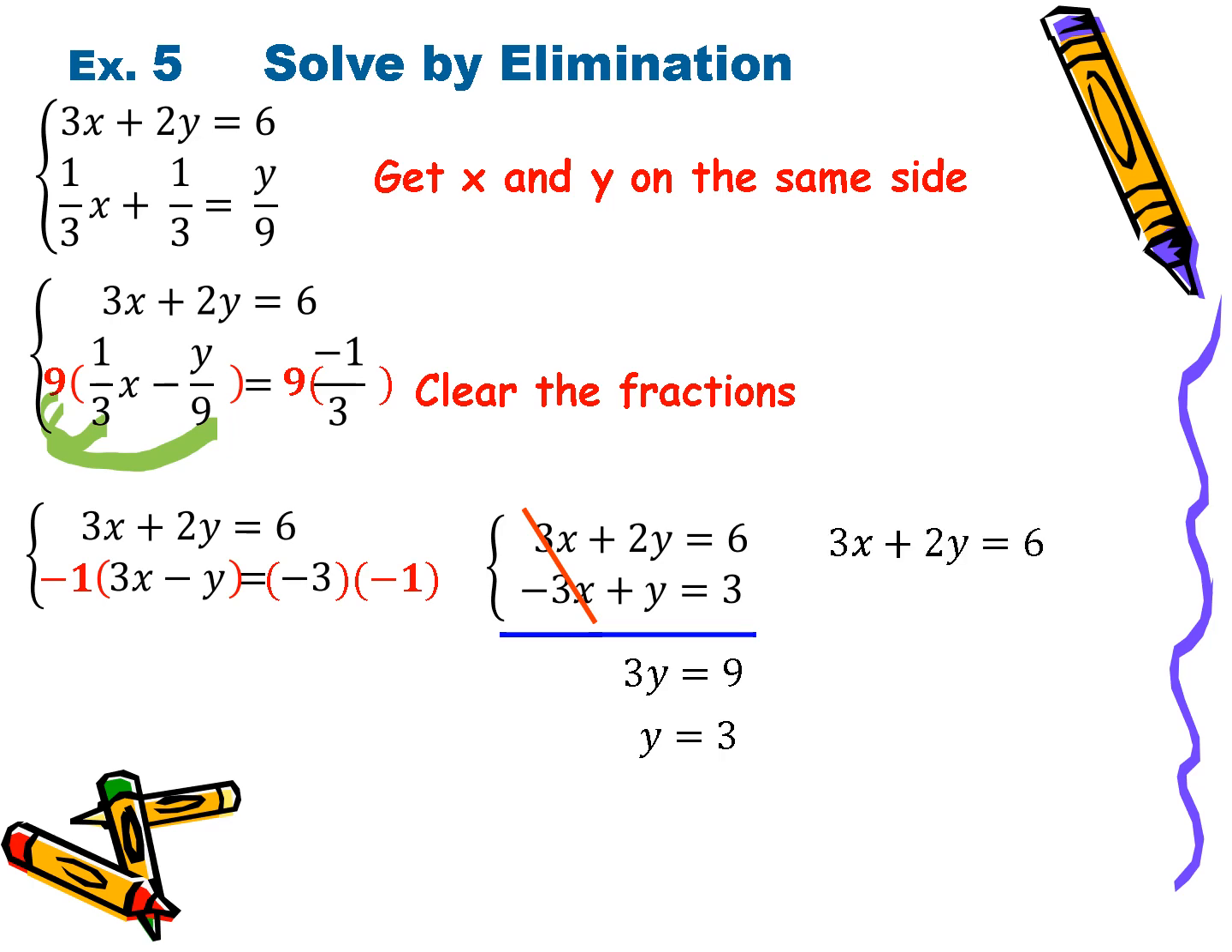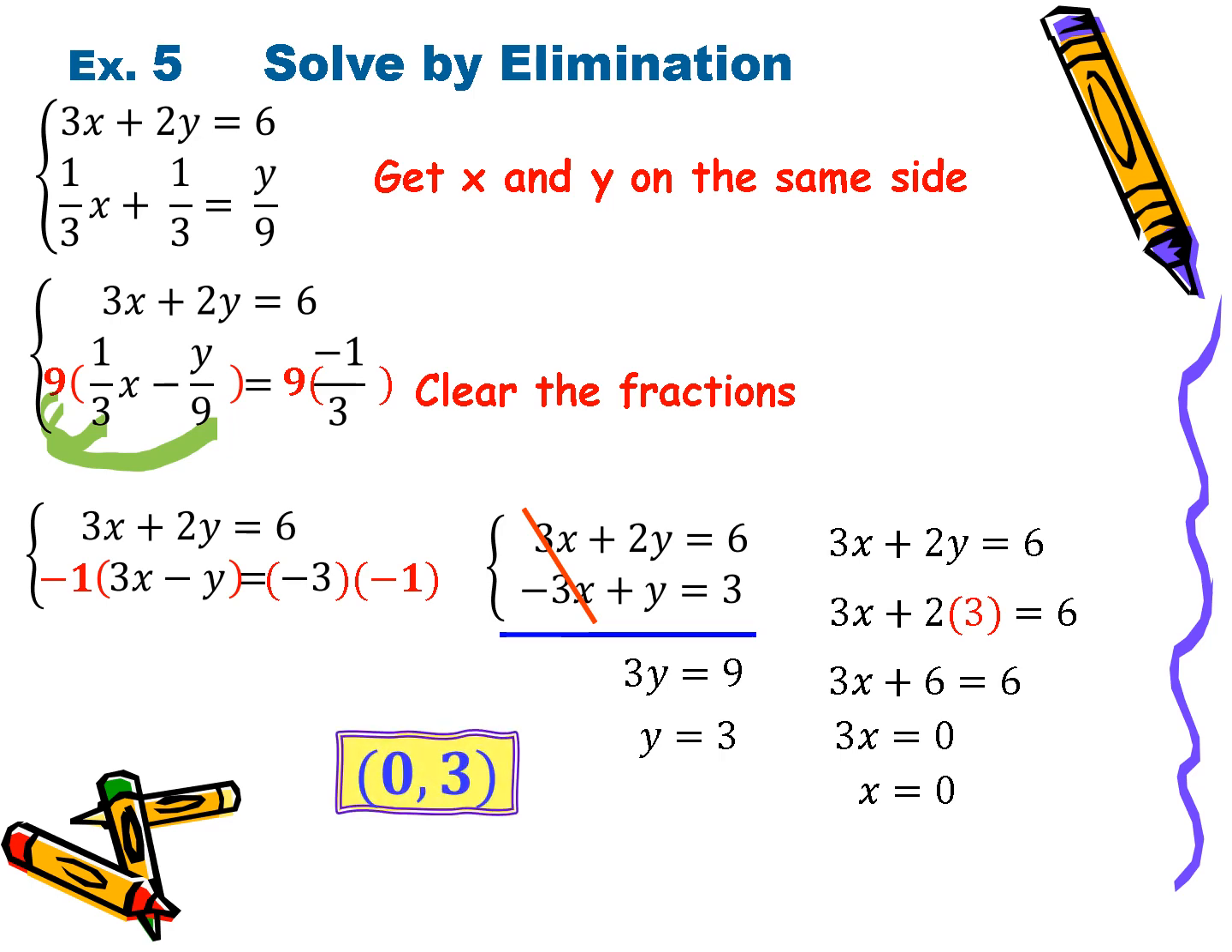I'm going to pick the top one. So I substitute in 3 for y. And I get 3x, and then 2 times 3 is 6, so 3x plus 6 equals 6. I divide by 6, and I get 3x equals 0, therefore x equals 0. So my coordinate point is 0, 3.